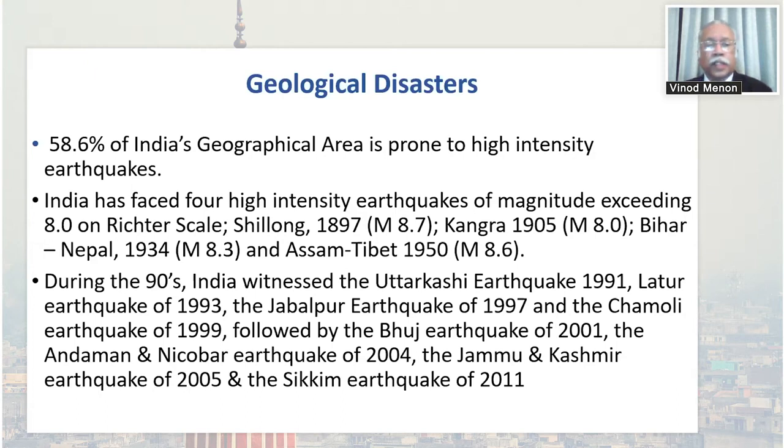And during the 90s, India witnessed the Uttarkashi earthquake in 1991, the Latur earthquake of 1993 in Maharashtra, the Jabalpur earthquake of 1997, Chamoli earthquake of 1999, followed by the Bhuj earthquake of 2001 in Gujarat, the Andaman and Nicobar earthquake of 2004, and the Jammu Kashmir earthquake of 2005, which is the Muzaffarabad earthquake, which I mentioned, and the Sikkim earthquake of 2011. So these are some of the major earthquakes which have happened in India.